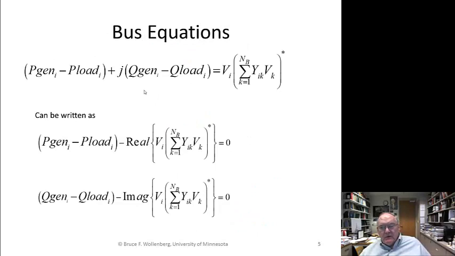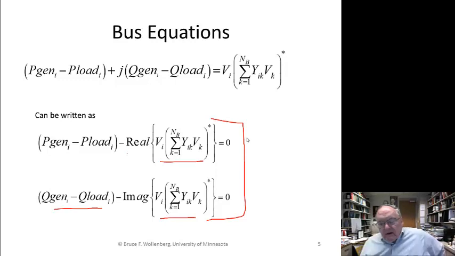So this equation up here gets broken into two equations like this. The P gen minus P load minus the real part of the V I conjugate equation. The Q gen minus Q load minus the imaginary part of that same equation. So there's two. We break that complex set of equations into sets of 2 for each bus, 2 real equations for each bus.